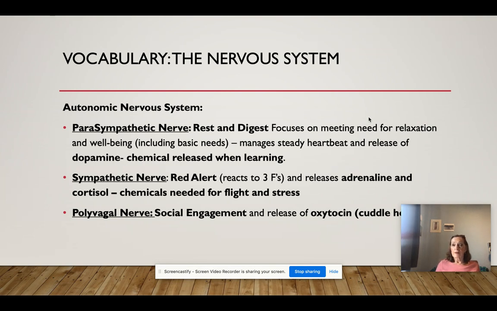Understanding the nervous system is key in understanding the brain. So the first is the autonomic nervous system, which includes the parasympathetic nerve, the sympathetic nerve, and the polyvagal nerve. Parasympathetic is the rest and digest part of our nervous system.